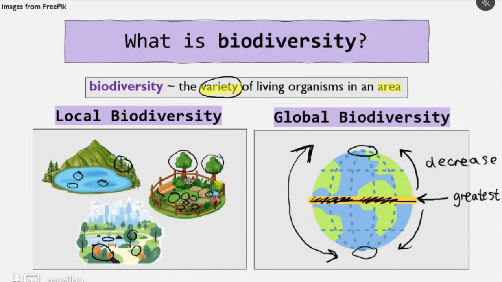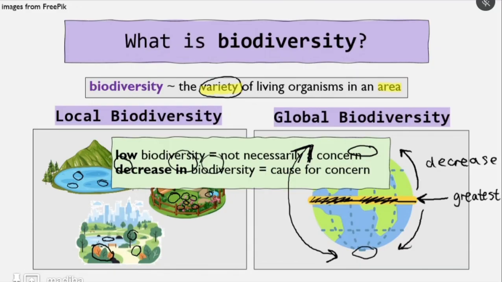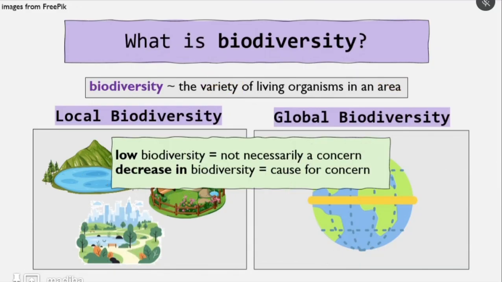Just a thing to note as well: when we talk about having a low biodiversity, it's not necessarily a bad thing. Like I said, the poles have a low biodiversity. It's not a bad thing, because it makes sense that the poles are quite cold, they've got ice, there's not going to be a lot of variety. It's however a concern when we say a decrease in biodiversity.